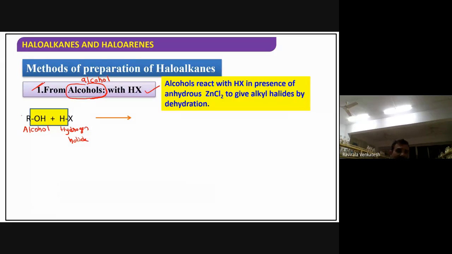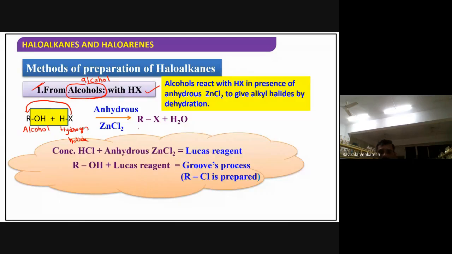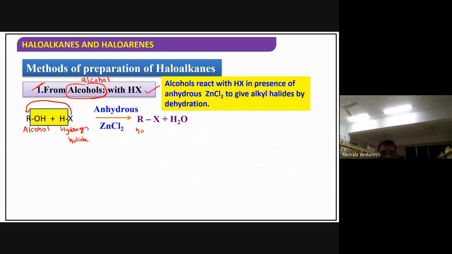Now you see the reaction taking place like this. ROH reacts with HX. Water is removed here: H from the hydrogen halide and OH from the alcohol are removed. In the presence of the reagent anhydrous zinc chloride, it gives RX plus water. R and X are joined here. Now what product did we get? Haloalkane. This is called haloalkane.